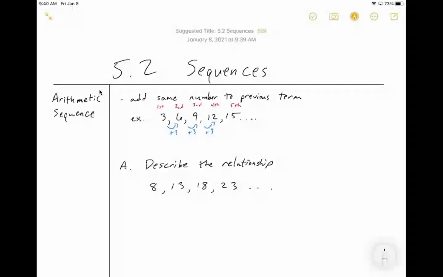So how I describe it is I would say add 5 to previous term. Okay. And then what are my next 3 numbers? What are the next 3 numbers of my sequence?